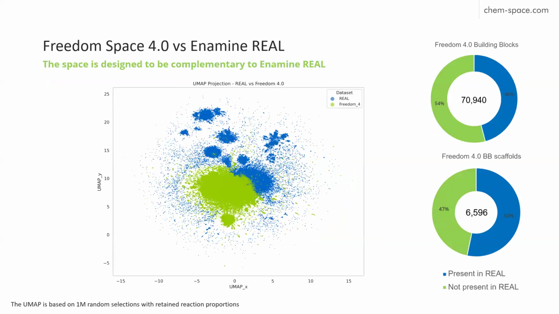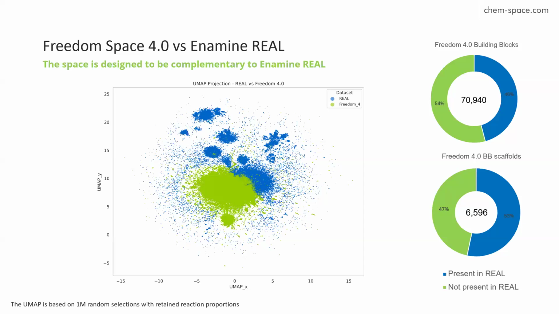Now we're coming to probably my favorite question that people asked me a lot at conferences when I was presenting the poster on this. What is the difference between the REAL Space and the Freedom Space? The short answer is, there is a difference. But the serious answer is that the Freedom Space was designed to be complementary to Enamine REAL. This means that it is designed to be an additional source of compounds, because these compounds are slightly more expensive.